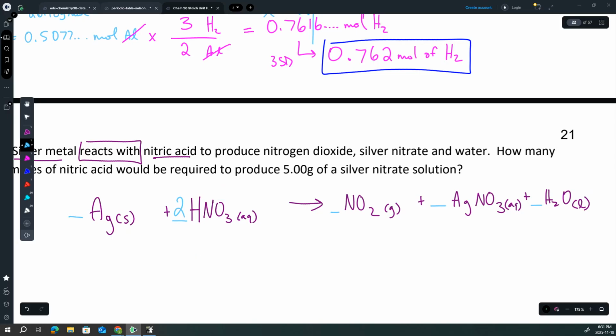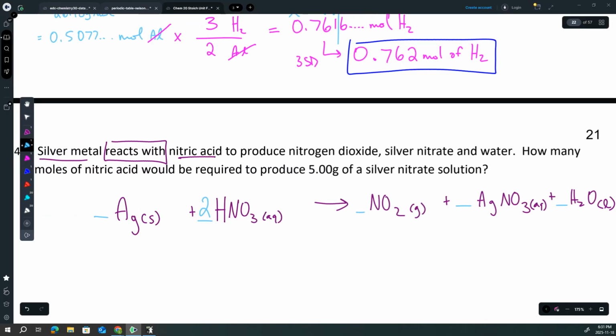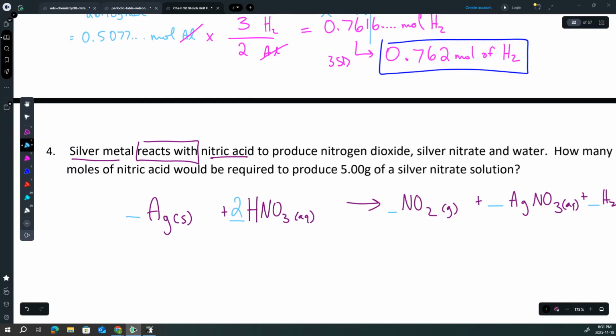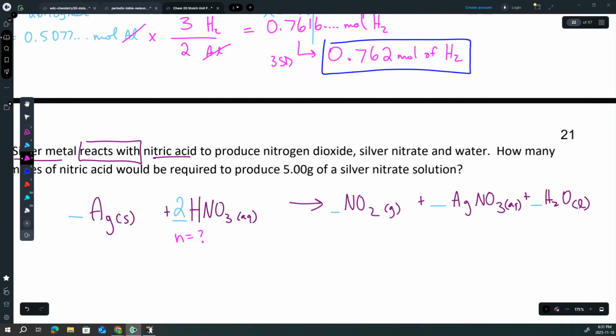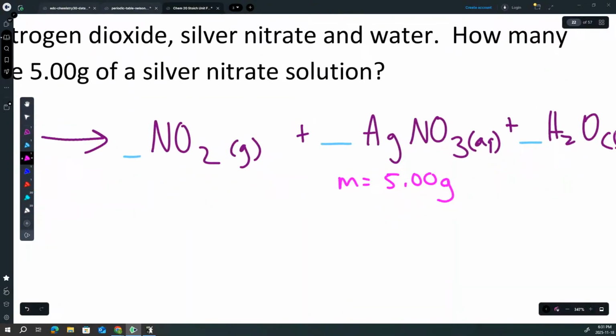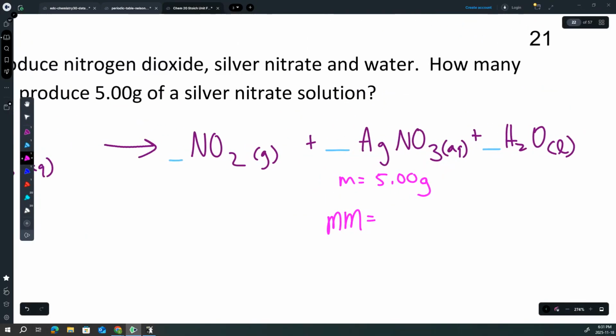Okay. Now, last but not least, silver. We got 1 going in, 1 coming out. It's already balanced. Moving on. Okay, so how many moles of nitric acid, which is what we have no clue, would be required to produce 5 grams of silver nitrate solution. So mass, silver nitrate, 5 grams. Okay, so anything that involves mass, you need to figure out molar mass. So you can pause the video and figure out what the molar mass is of silver nitrate.